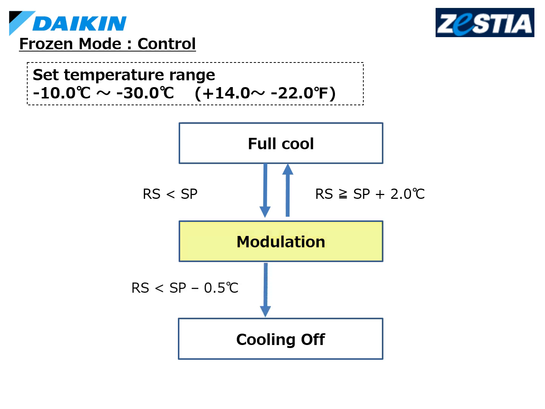When the RS falls below the set temperature by 0.5 degrees Celsius or more during modulation, the mode shifts to the cooling off mode. The compressor stops, but the evaporator fan changes its rotational speed depending on the return temperature. When the return temperature rises more than 0.5 degrees Celsius above the set temperature, the mode shifts to modulation mode.